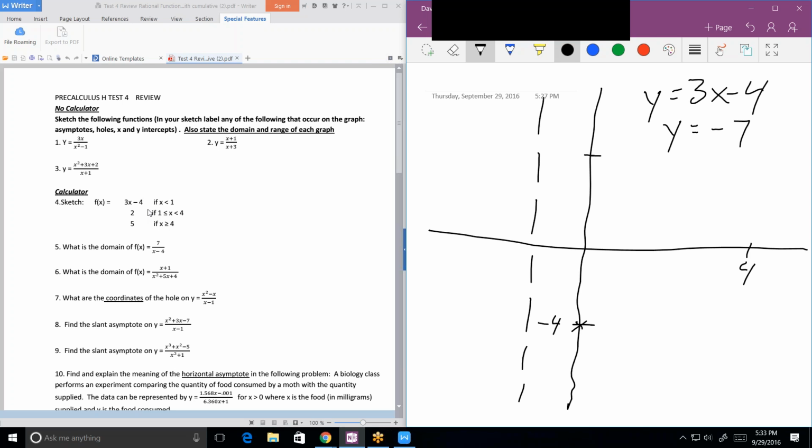-1 times 3 is -3, -4 is -7. So that's where I start, at y = -7. Now I don't have to go to the y-intercept. I still have a slope of 3, but I can go down 3, left 1. So I get my line without having to use the y-intercept.